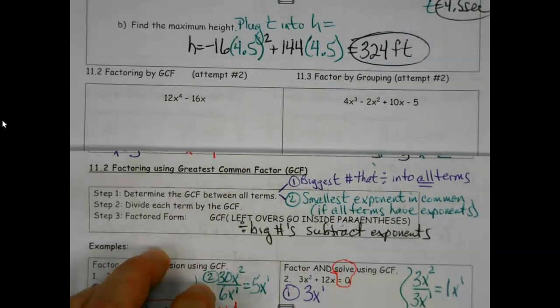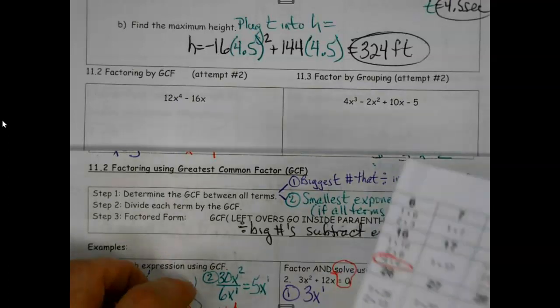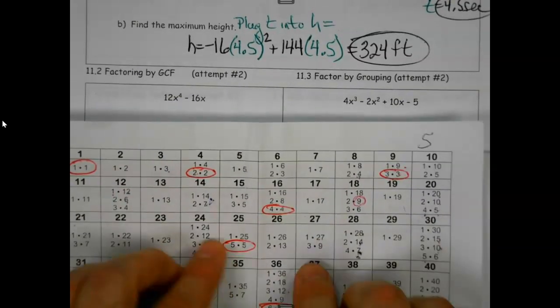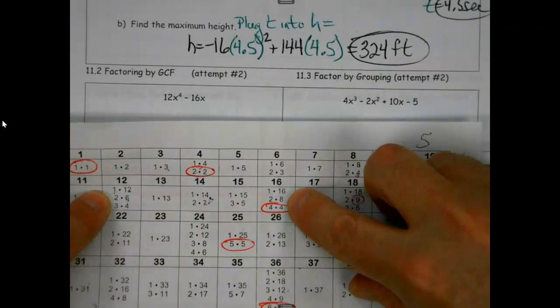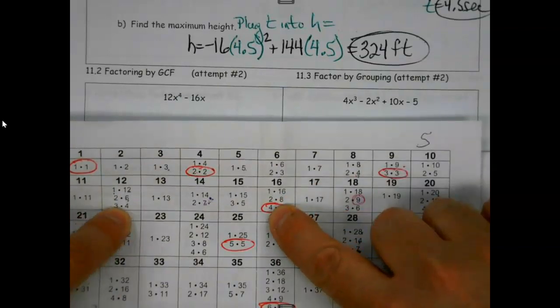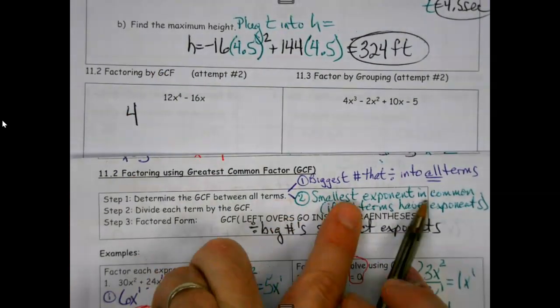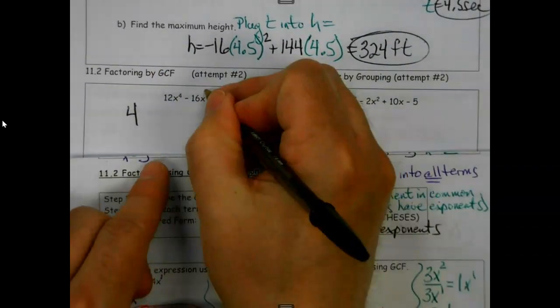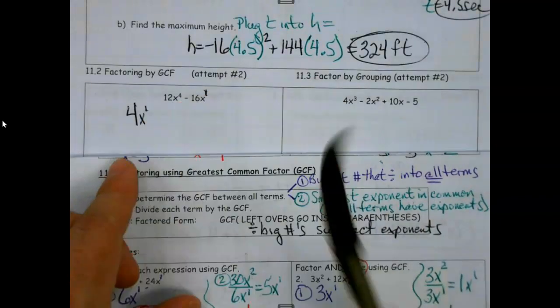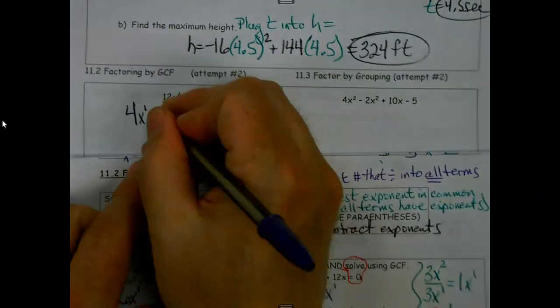All right, where's my multiplication cheat? Oh, there it is. It's 4. If you're not sure, here's my 12 and my 16. The 4 is the biggest number that's in both of them. We do the smallest exponent in common, which in this case would just be the 1, or just 4x even.